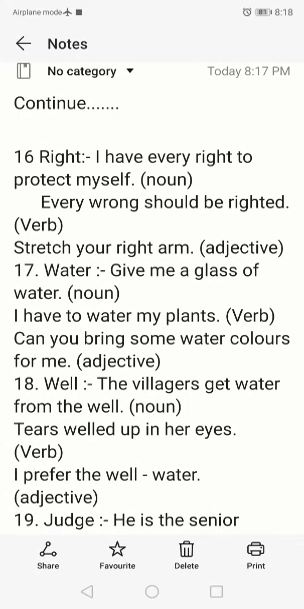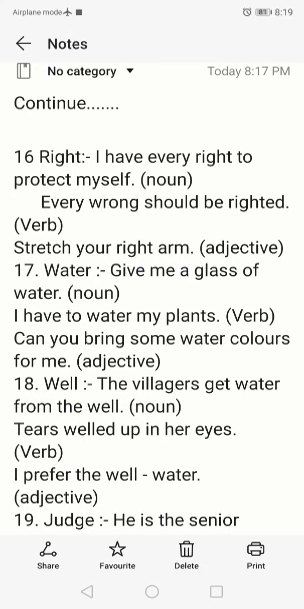In the same way, right can also be used as a verb. Every wrong should be righted. Righted here means corrected. So righted is used as a verb. And right can also be used as an adjective. Stretch your right arm. Arm is a noun, so the grammatical status of right in this sentence is adjective.